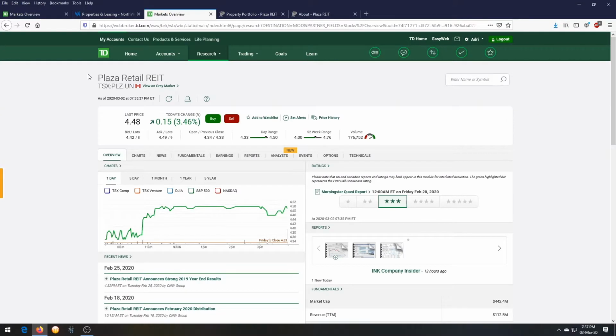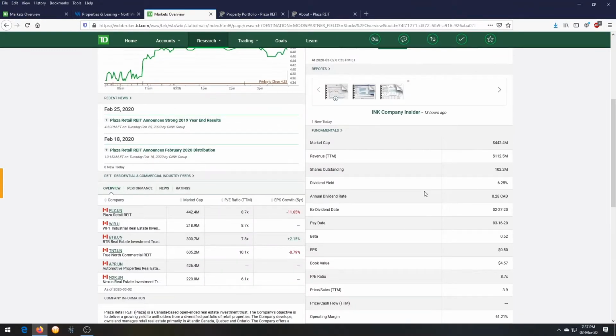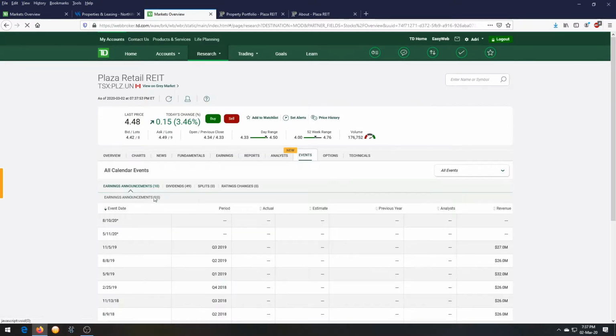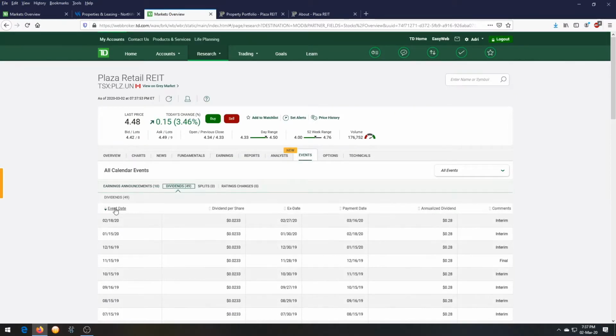So let's go on to another example. Let's take Plaza Retail REIT, stock symbol PLZ.UN, and of course let's always go first to the dividend information. This company gives an annual dividend of 28 cents per share, which translates to a dividend rate or interest rate of 6.25% per year. Also pretty good. Let's check out the last 5 years of dividends. These guys also give out a monthly payout.